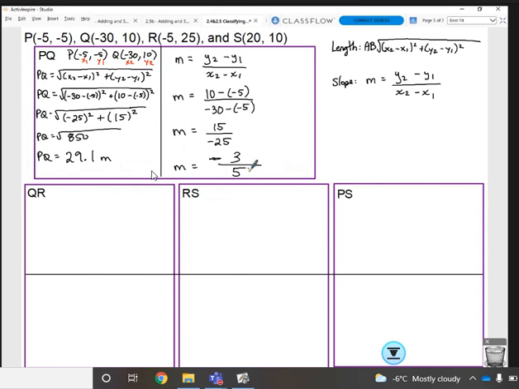QR, here we go. So now we have top and bottom here. Q is negative 30, 10, R is negative 5, 25. We've got x1, y1, x2, y2. Now, we should write the formula for length of a line. Truly, we should.